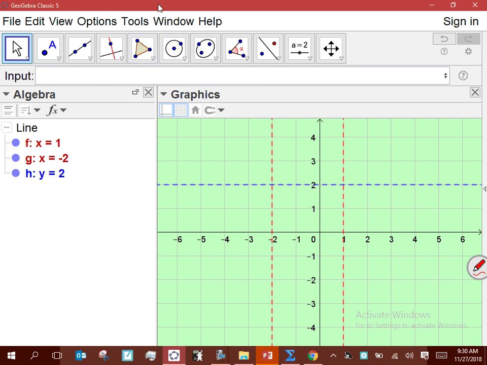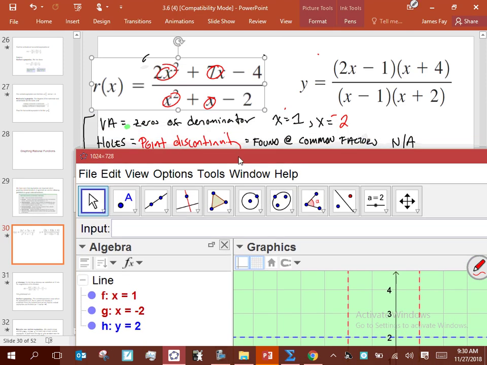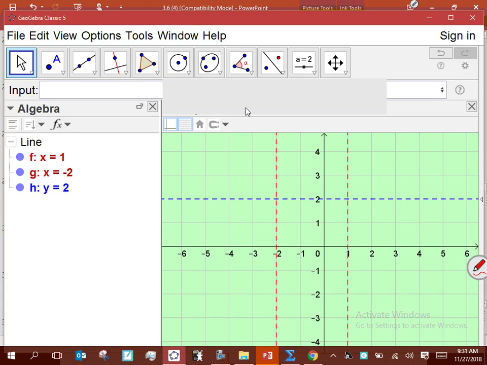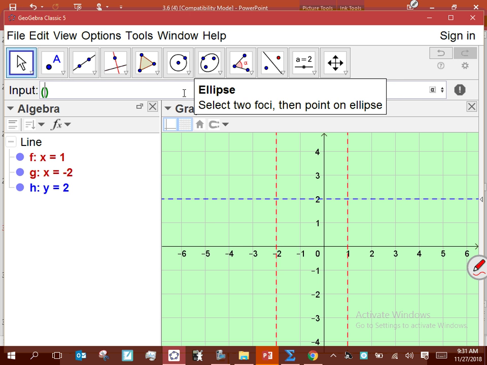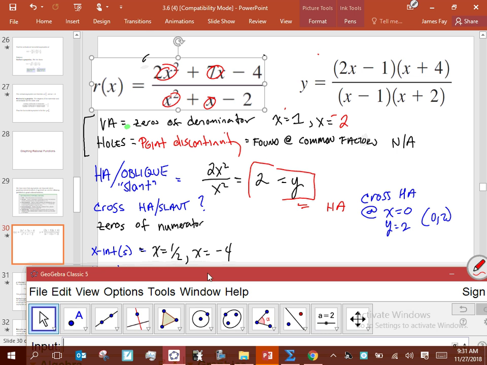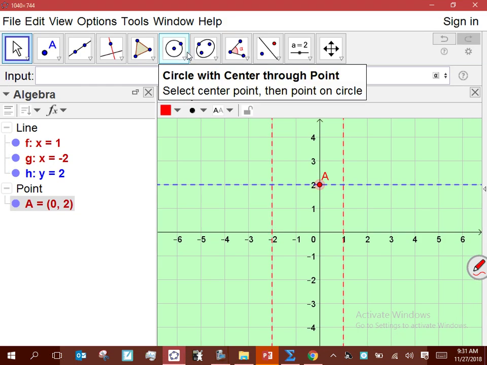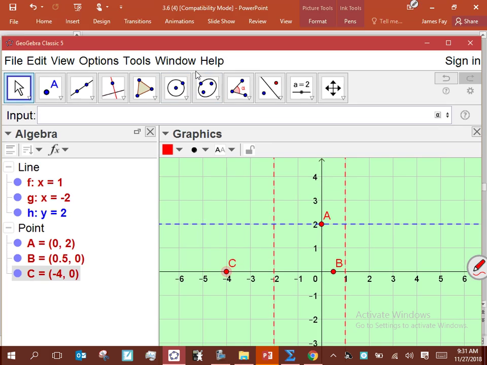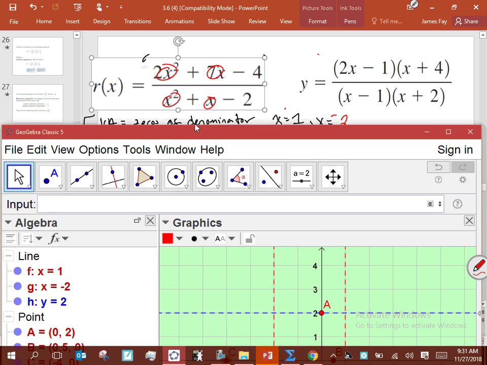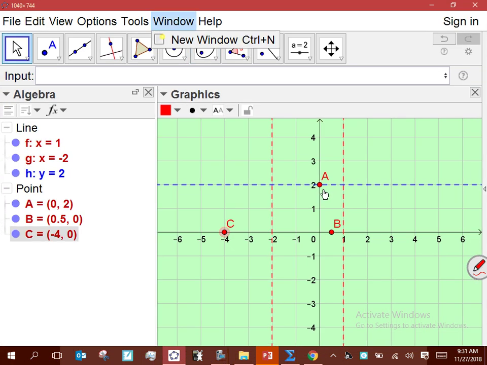The next thing we want to put in here: we didn't have any holes, so we skip that. We cross our horizontal asymptote at (0, 2), so I'll put that in. Okay, I'm going to find our x-intercepts, so 1/2 and -4. So (1/2, 0) and (-4, 0). And that's it, right? So that's all the information. The y-intercept was redundant. It's at point A again.